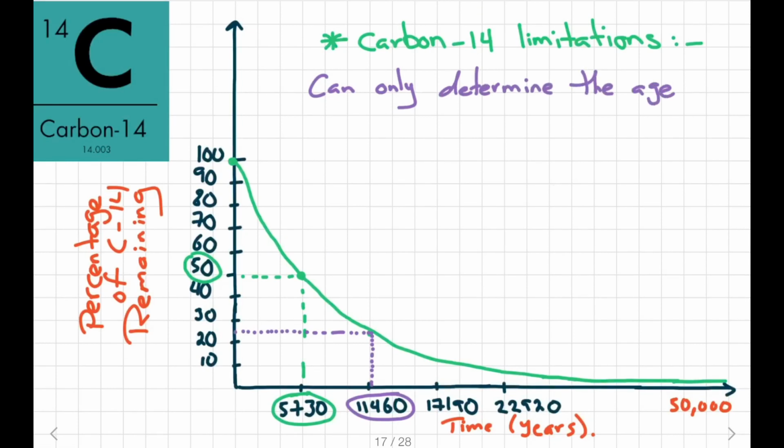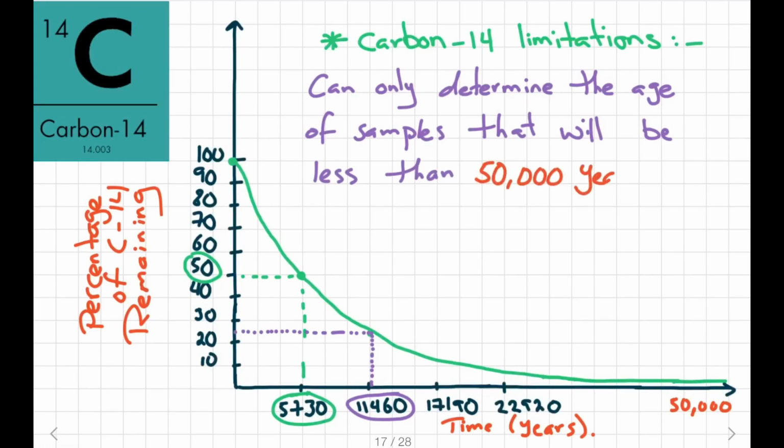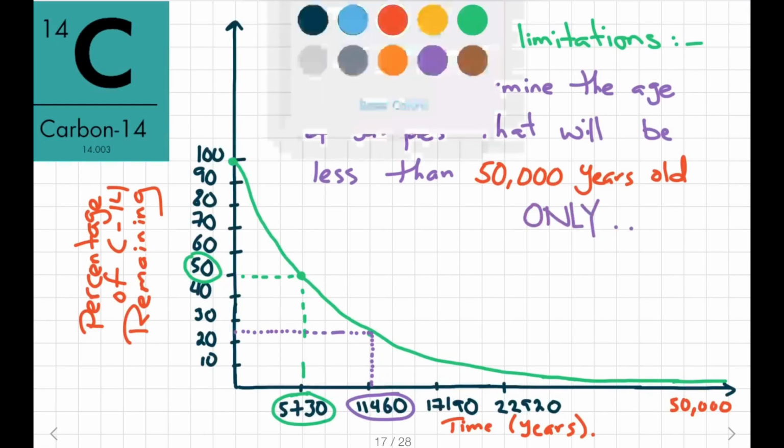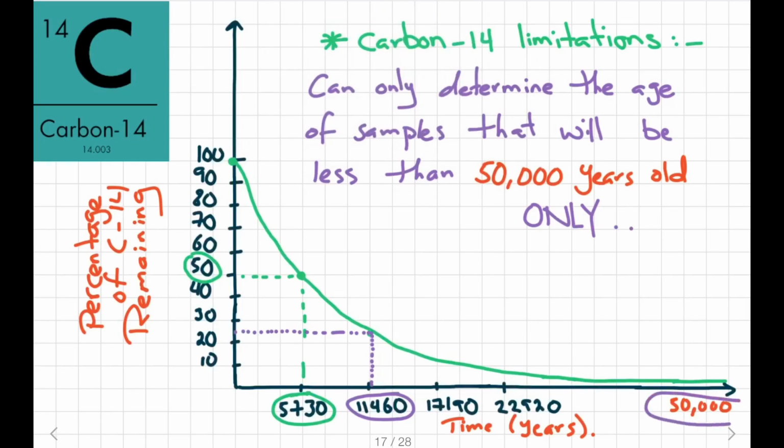Now we all know that radiocarbon dating is a great method for determining the age of a sample. However, despite its usefulness, radiocarbon dating has a number of limitations. We're only going to discuss one today. The only issue with radiocarbon dating is that it can only determine the age of samples that are less than 50,000 years old.